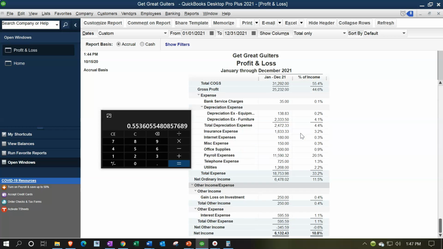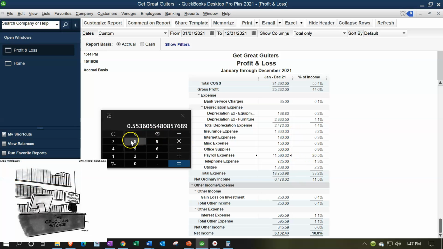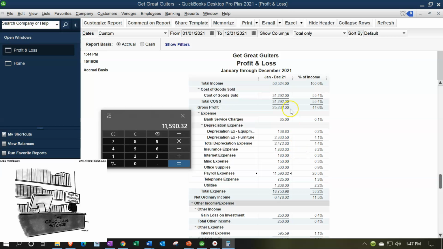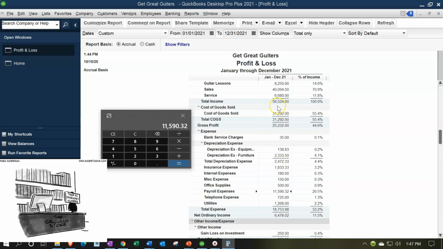Then we could do the same for all the expenses down here. So obviously payroll's a big one, which is often the case. So we've got the 11590.32 divided by the sales. Once again, we're comparing everything to sales, which is our goal, 56524, and that's going to give us, if we move the decimal 2 places over, 20.5%.